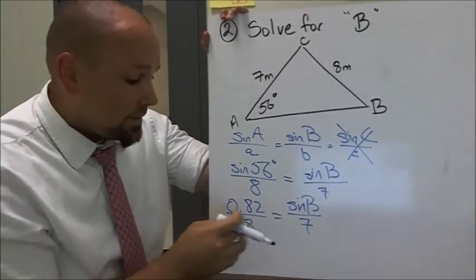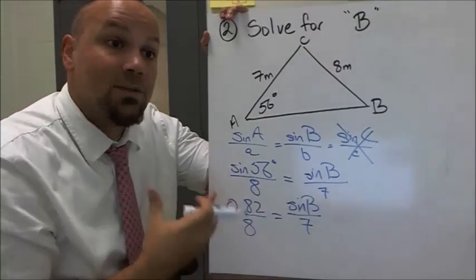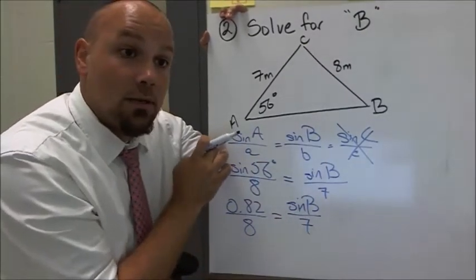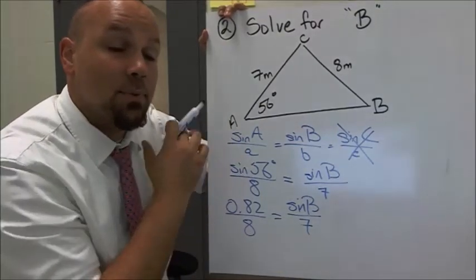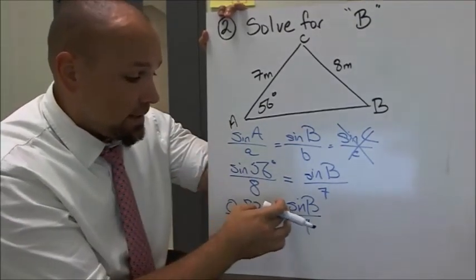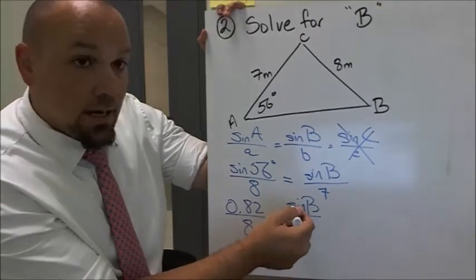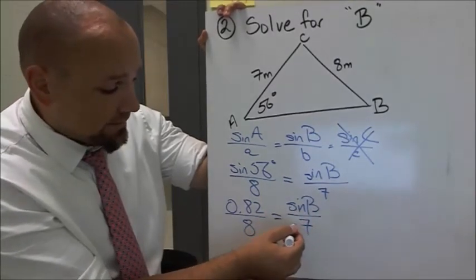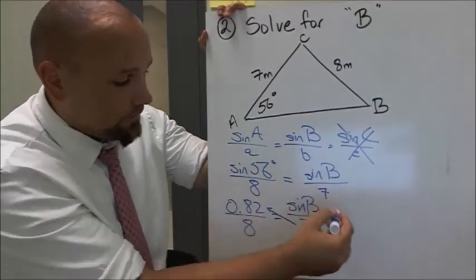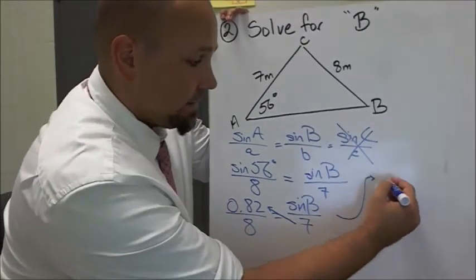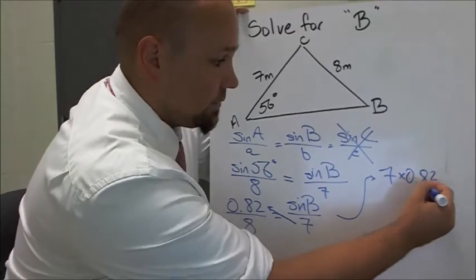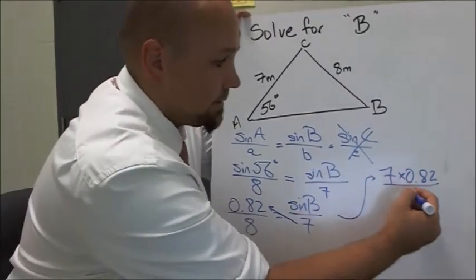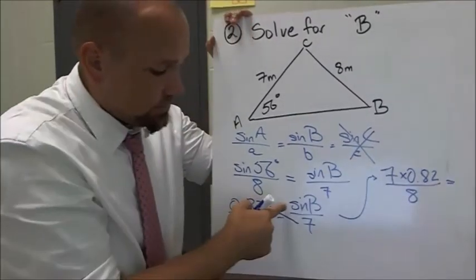Okay? Now, notice that the variable is on top again, right? That's why we used this formula, right? If I want to know the angles, I put the angles on top. If I want to know the sides, I put the sides on top. So I want to put the angles on top, which means sine B is on top. So now I just have to get rid of this 7. So again, I multiply. So that means we end up with 7 times 0.82 over 8. And that's equal to sine B.